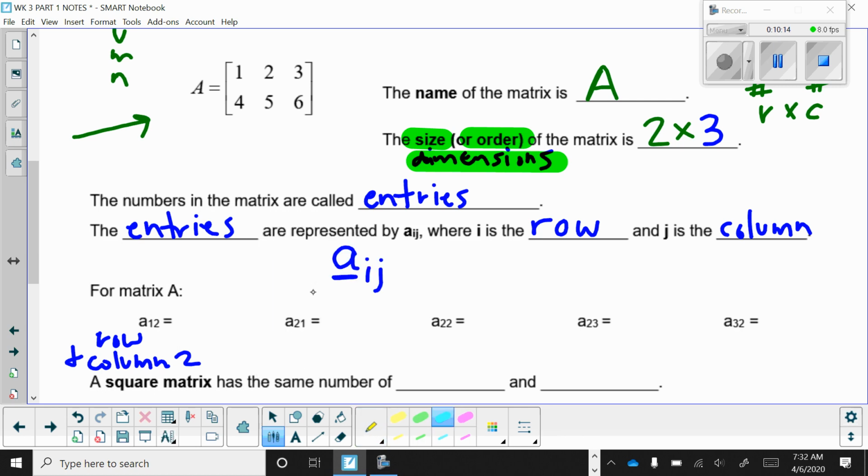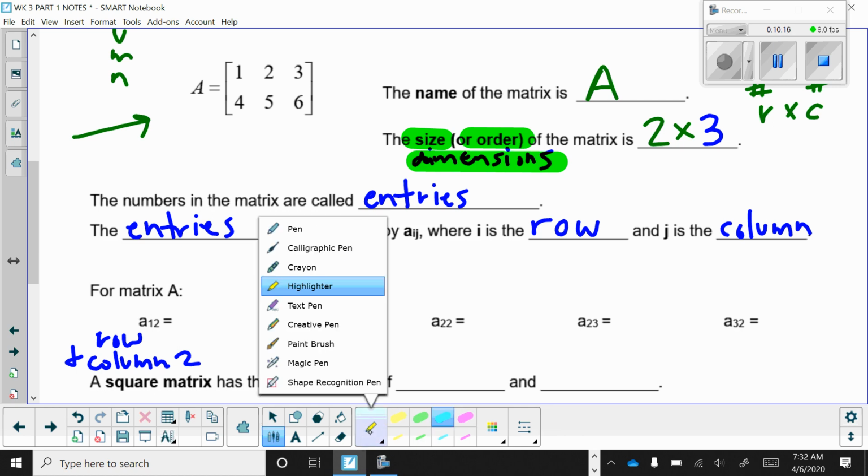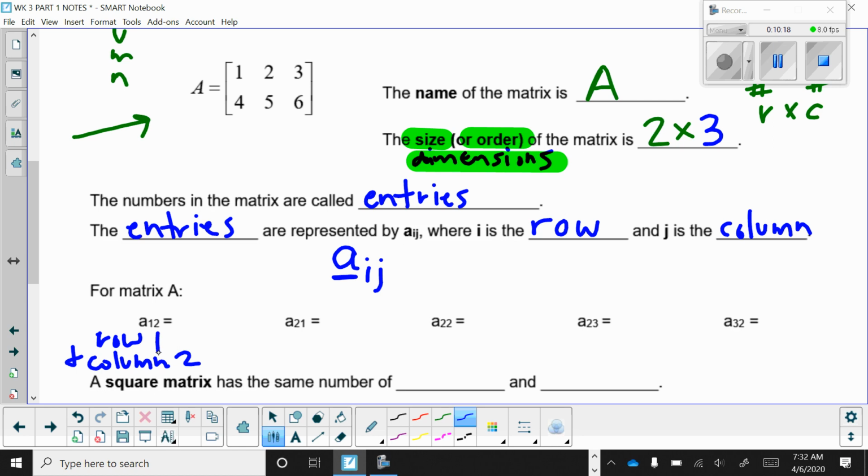So you're looking for the entry that's in, oh wait, I didn't write it down. Row 1 and column 2. So here's row 1, here's column 2, and what's the entry at their intersection? It's 2.